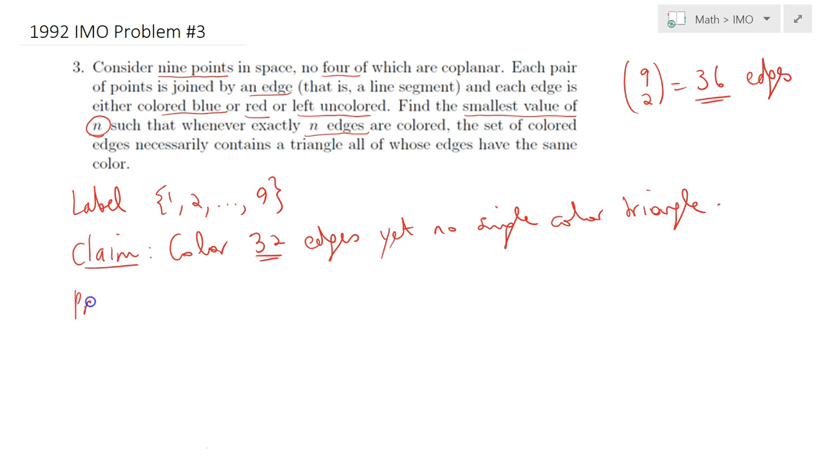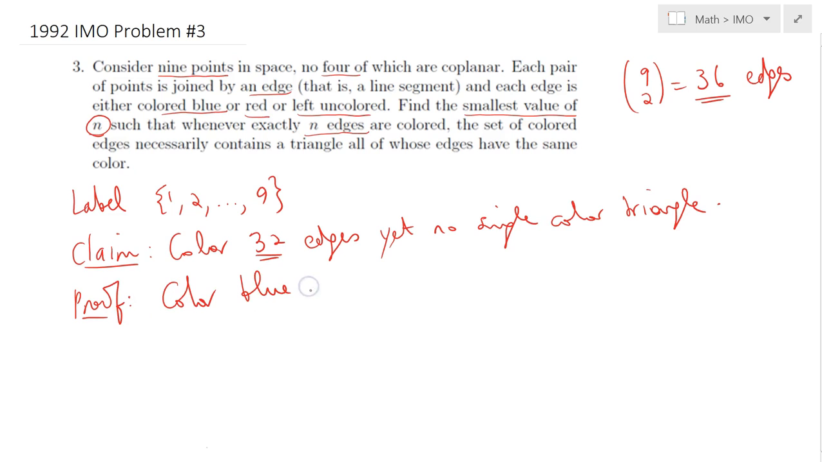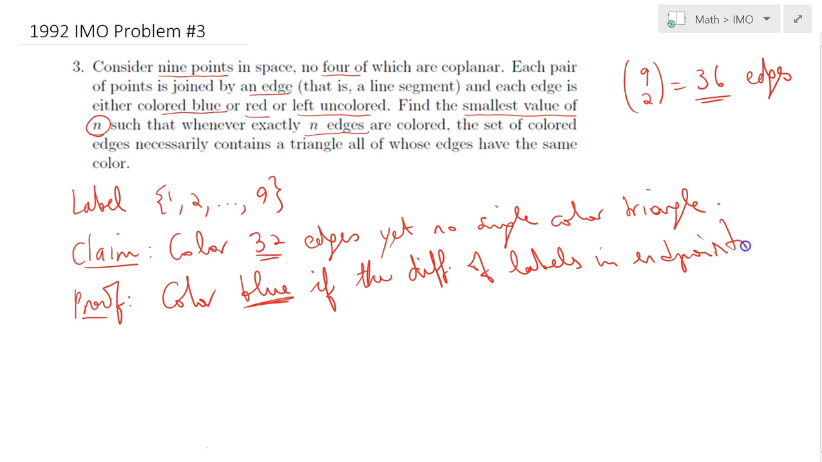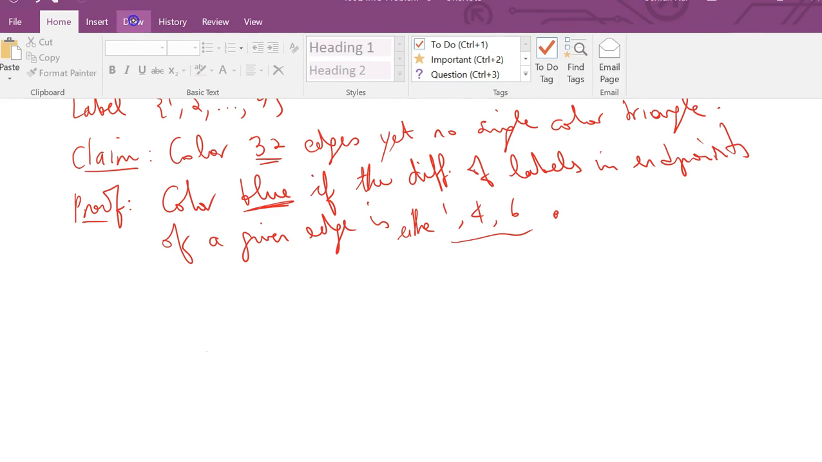triangle. So for the proof, let's color an edge blue if the difference of labels in the endpoints of that edge is either 1 or 4 or 6. Is that clear? So let's see if we can make sense of this coloring.